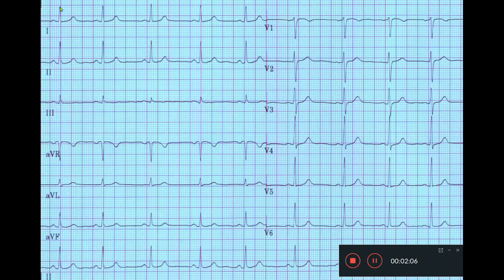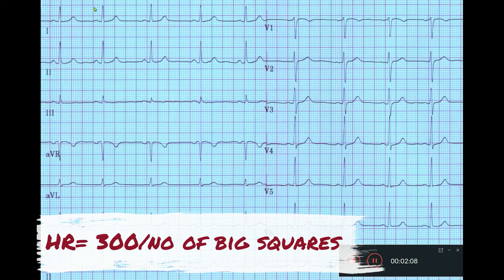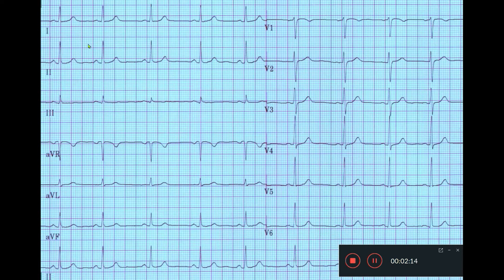For this you have to look at the number of big squares between two RR intervals. You can pick any two RR intervals, but try to find one R wave which is on the darker line of a big square. Out here this is the best place to start. So we count the number of big squares: 1, 2, 3 and 4. There are 4 big squares between two RR intervals, and the formula is 300 divided by the number of big squares. So the answer is 75.